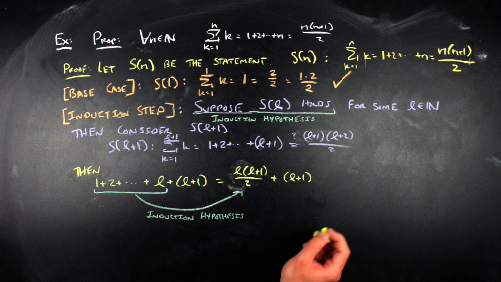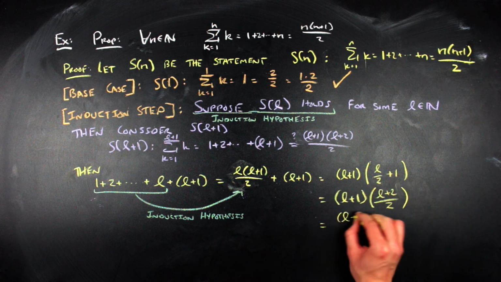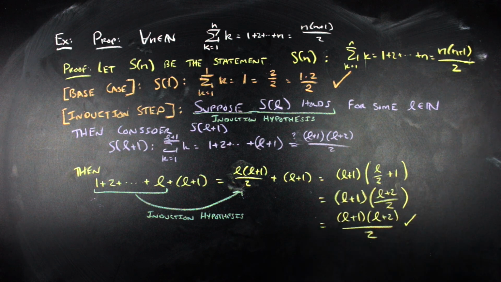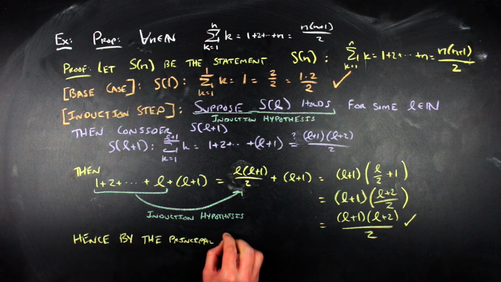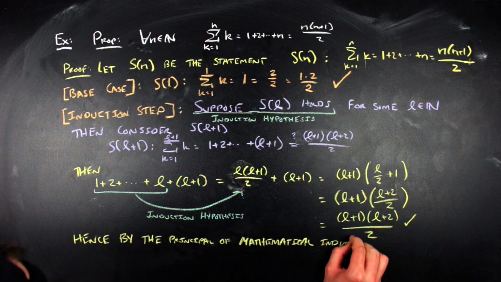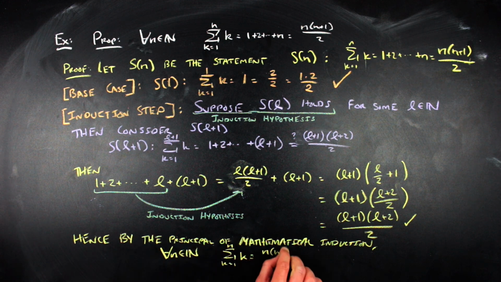And then doing some factoring and a little bit of algebra niceness to make it look the way it's supposed to, we get the desired result, that the sum of the first L plus 1 terms is, in fact, L plus 1 times L plus 2, all divided by 2. So the base case holds, the inductive step holds, hence, by the principle of mathematical induction, the statement holds.